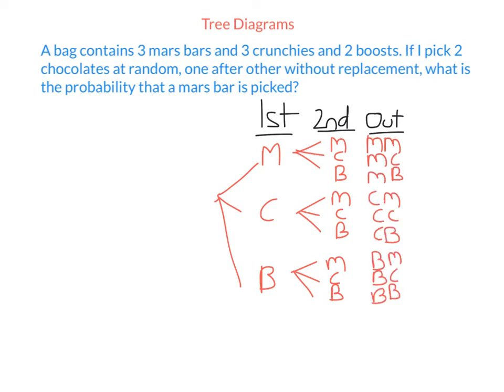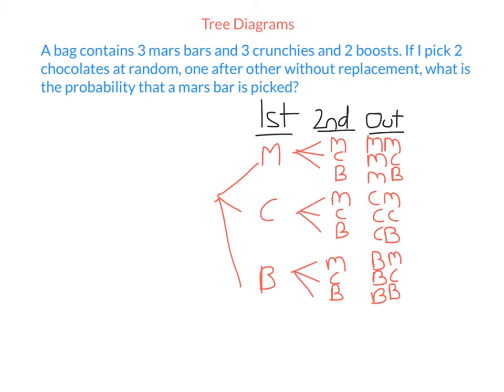So you can see now the tree diagram has helped us list all of the possible outcomes if I pick 2 chocolates. These are the list of outcomes. So you might think, okay, there's 9 outcomes, so each of these has probability 1/9. Unfortunately, it doesn't work like that because these outcomes are not equally likely. You're more likely to get 2 Mars bars than 2 Boosts because there were more Mars bars in the bag.